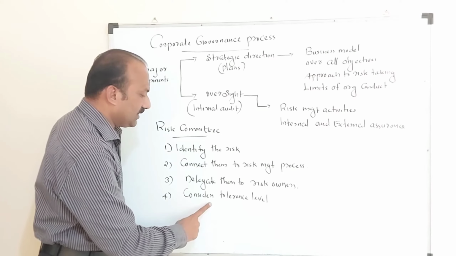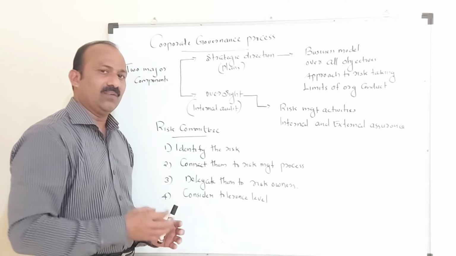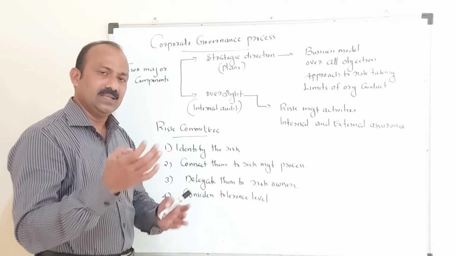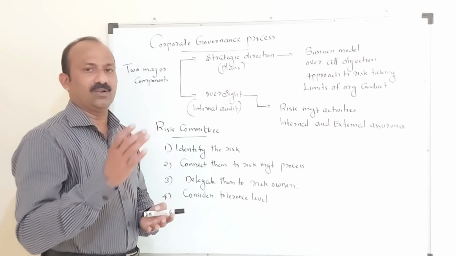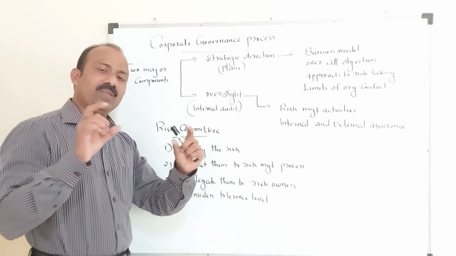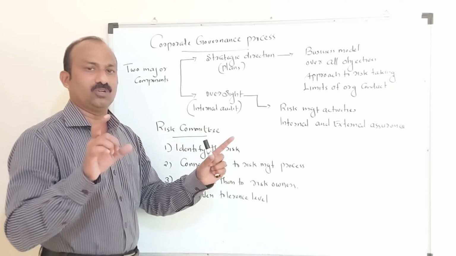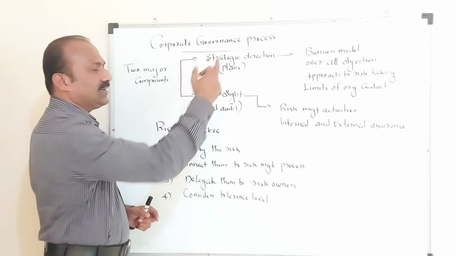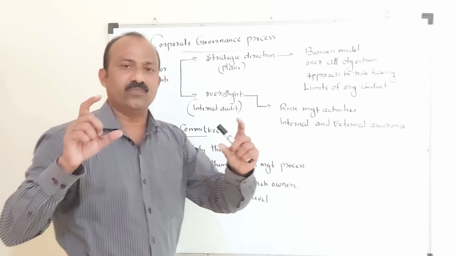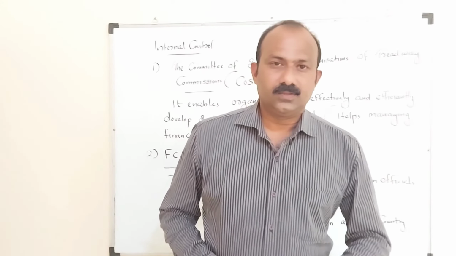Then consider the tolerance level. What is the level of the risk? It can be tolerable or not. There is a level. So we have to measure whether it is within the tolerance level or not. These are the corporate governance process of the organization.